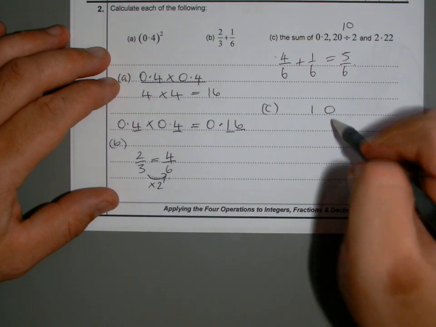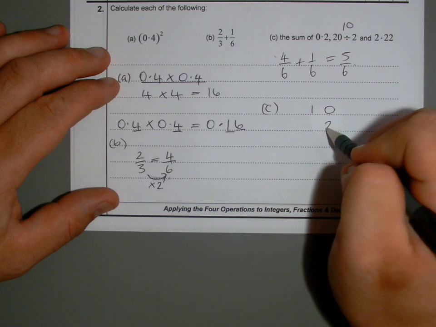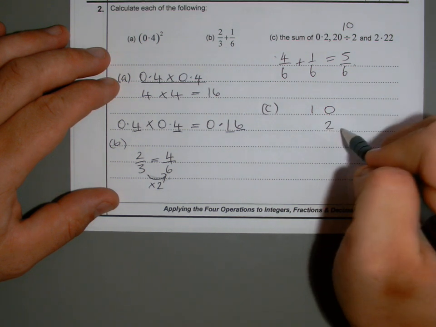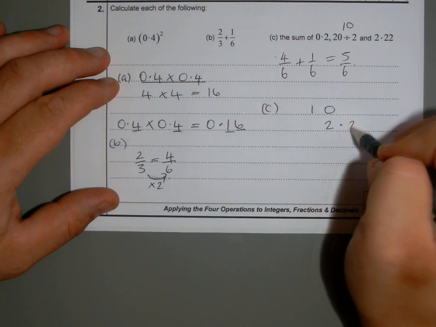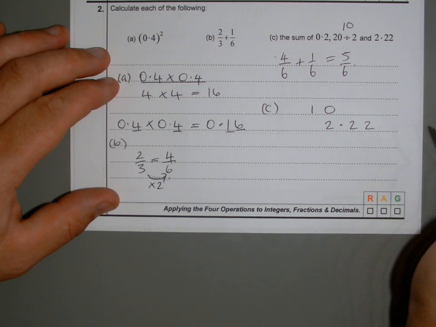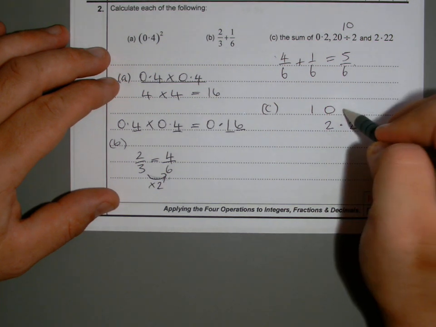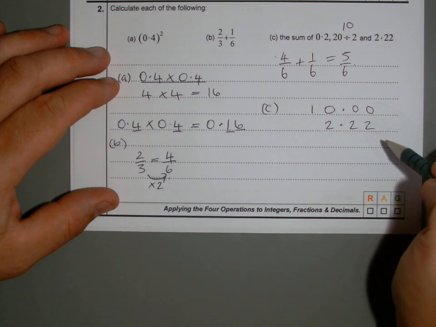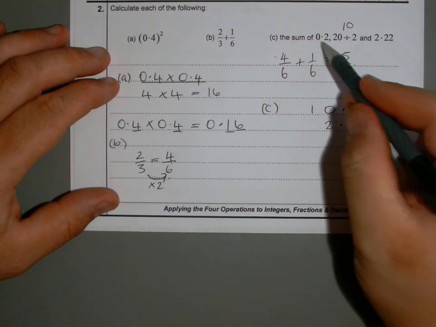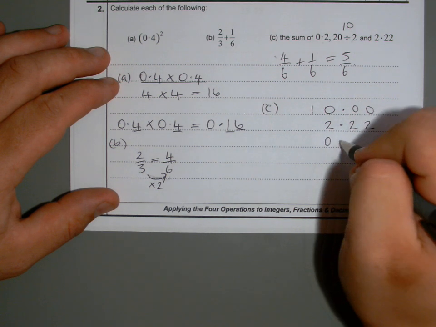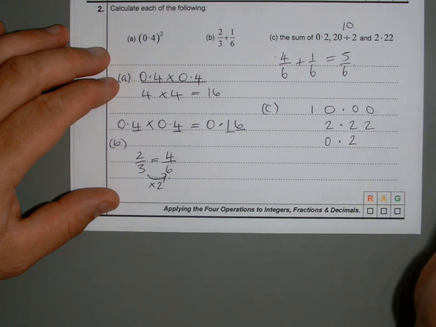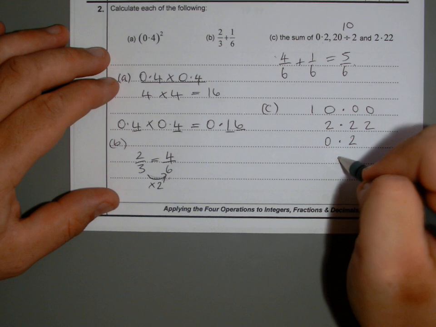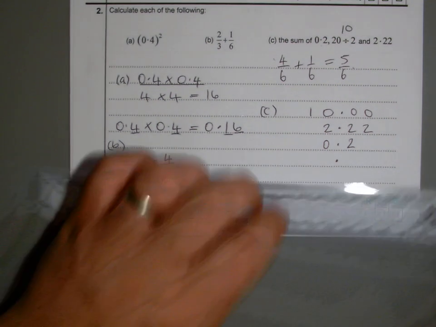Then 2.22. When you write 2.22, the 2 has to go here in the units column, doesn't it? Decimal point then 2. You might feel happy to put a 0, 0 if you want, so it all matches up nicely. And then the other value was 0.2. Again, making sure I line up those decimal points.